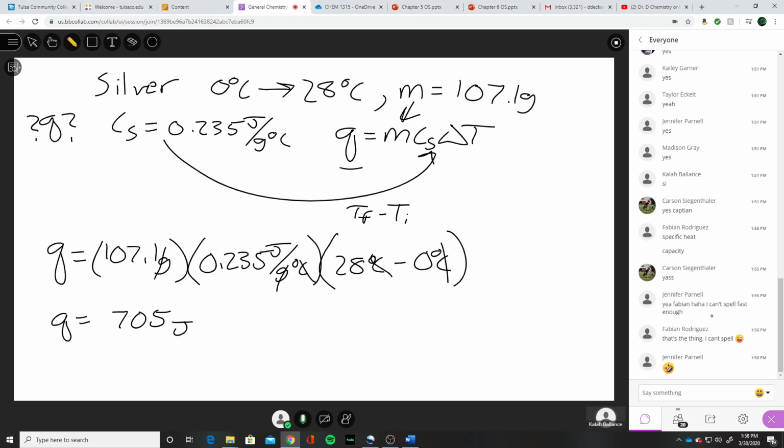If you think about that answer, it should make sense, because the silver is our system, and we are warming our system up. It's going to a higher temperature, and so it should make sense that Q ends up being positive, because our system is gaining heat. It's difficult to say for sure if the exact number makes sense, but it at least makes sense that the sign of Q is positive.